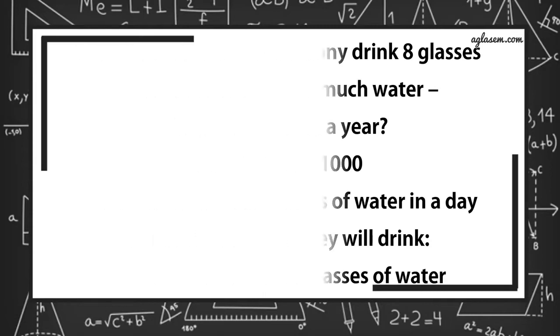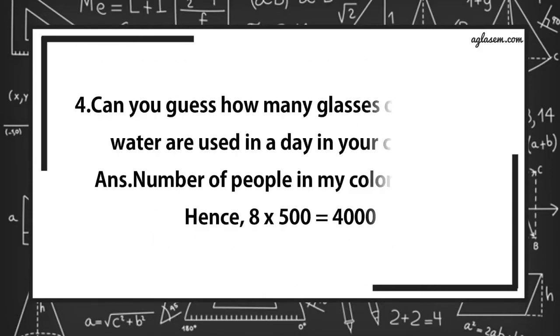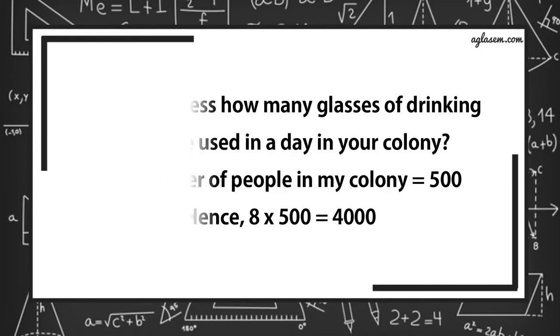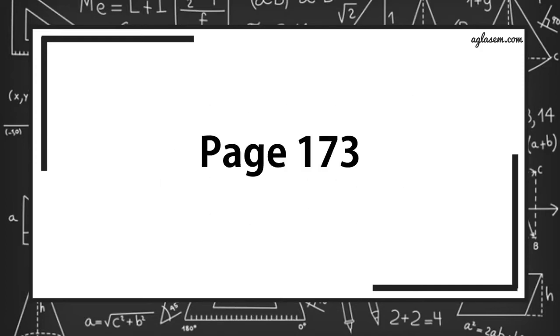Further, question number 4 says, can you guess how many glasses of drinking water are used in a day in your colony? Answer is, number of people in my colony are 500. Hence, 8 into 500, that will give you 4000. Further, turn to page number 173.